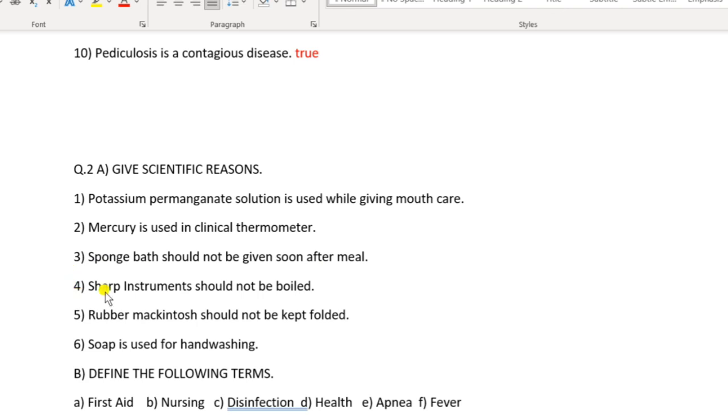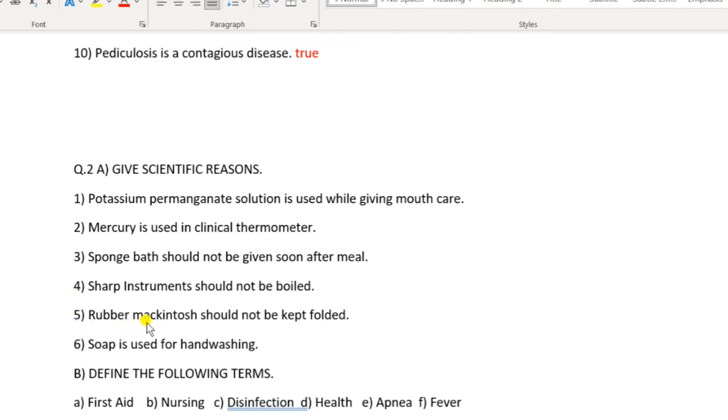Sharp instruments should not be boiled because exposing them to high temperature and moisture damages the edges of the sharp instruments. Thus, use a hot air sterilizer or a chemical sterilizer by submerging them. Hence, sharp instruments should not be boiled. The sharpness will be destroyed.